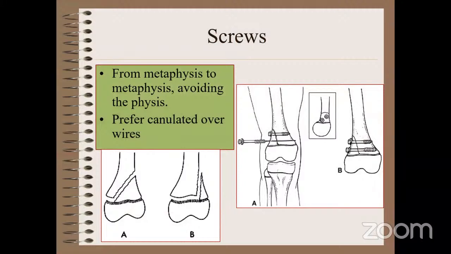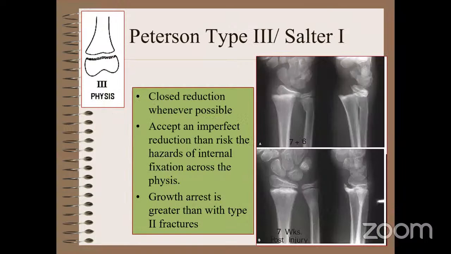If you are passing screws, make sure they are from metaphysis to metaphysis or epiphysis to epiphysis. Don't try to cross the screw across the epiphysis. Okay? So always try to do cannulated screws over wires and make sure that you can do it when you have a large metaphyseal fragment so that you get better stability and supplement it with a cast.